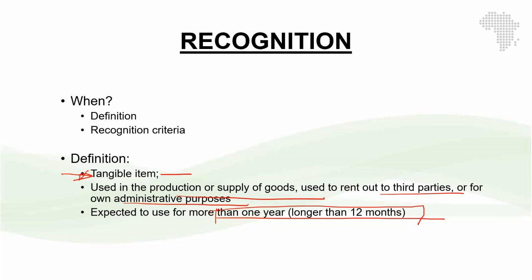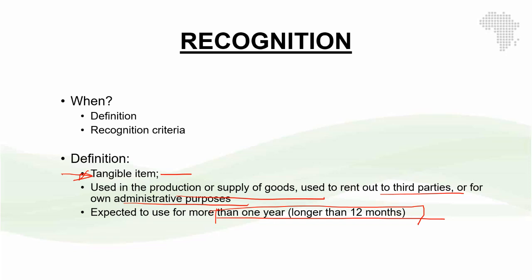It is used in the production or supply of my goods, or it can be for my own administrative purposes. So, for instance, I've got an office block that I use for all of my personnel to sit and work at. That is for my own administrative purposes.